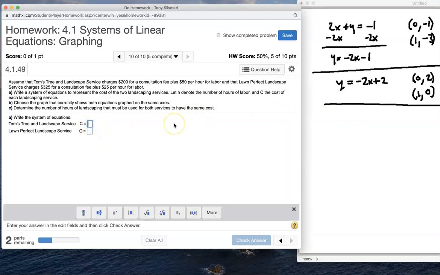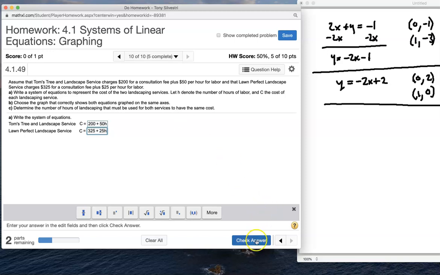I'm going to put it right there. Tom's Tree Service. Well, you're going to have to pay $200 for Tom just for coming to your house. Then when he starts work, he sets the timer. He's going to add to that $200 bill $50 for every hour that goes by. So if 1 hour goes by, it's another $50, $250. 2 hours, he charged $300. Same thing with Lawn Perfect. Now, Lawn Perfect is a $325 initial fee, but $25 for every hour.